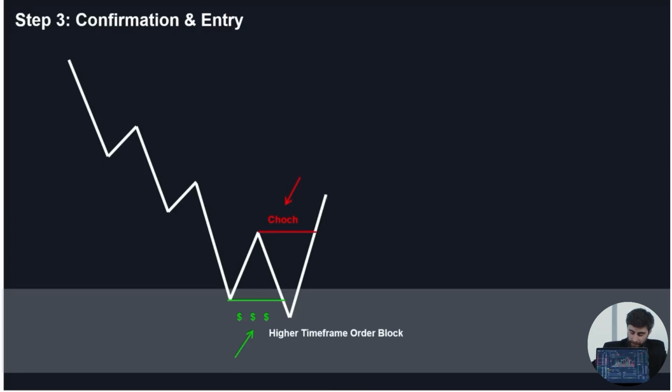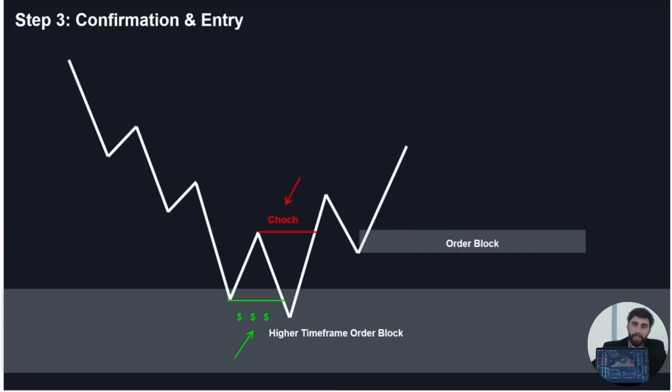We wait for the price to create an order block. This is why this strategy is referred to as order block within an order block. However, it's important to note that the lower timeframe order block does not necessarily have to be inside the higher timeframe order block area. After spotting order blocks on the lower timeframe, we set our buy limit at the start of the order block zone and place our stop below it.